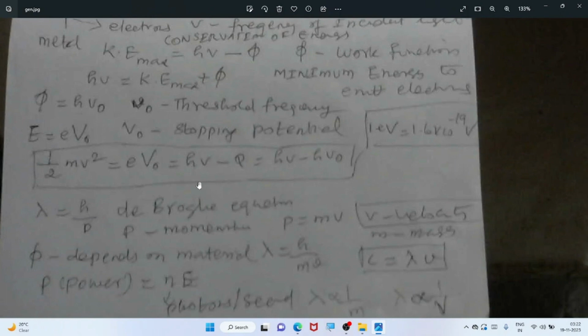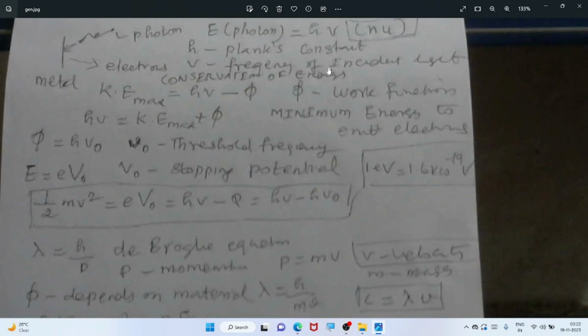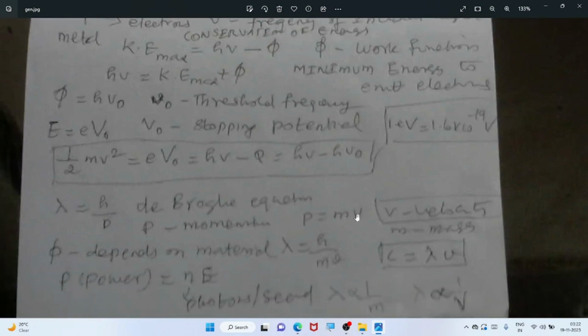So light behaves as a wave or a particle based on the experiment. Here momentum equals mass into velocity. Remember, this is velocity and here is the frequency, so you should not get confused with these symbols. h nu, here nu is frequency; m v, here v is velocity. The work function depends on the metal.